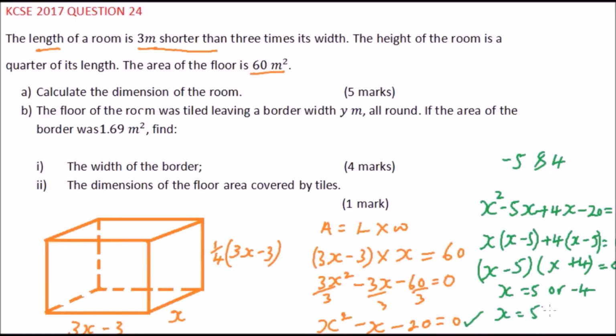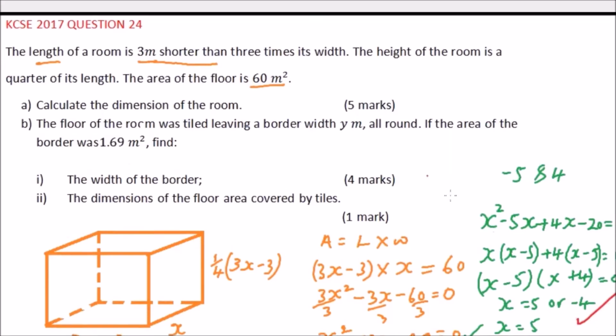Therefore our dimensions will be: the width is equal to 5 and the length is equal to 3 times 5, that will give us 15, minus 3 is equal to 12. And that's how we work it out.